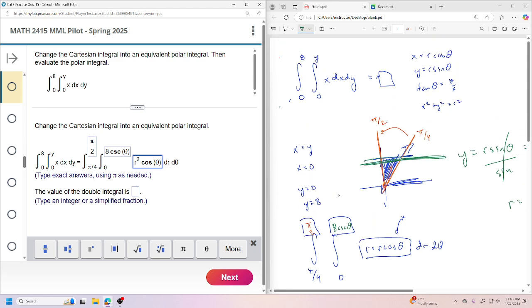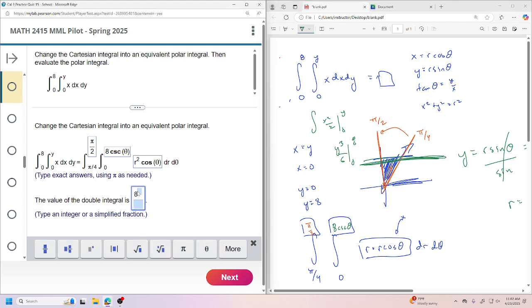So if I'm just going to integrate, I got x squared over 2. Then I got this from 0 to y, plug a y in. So then I got cubed over 3. So it's y cubed over 6 from 0 to 8. And so I got 8 cubed over 6.